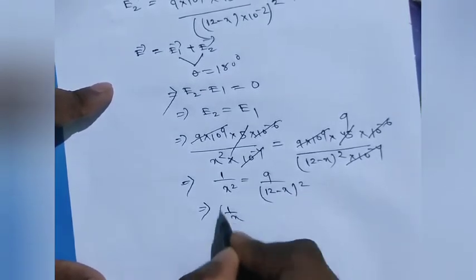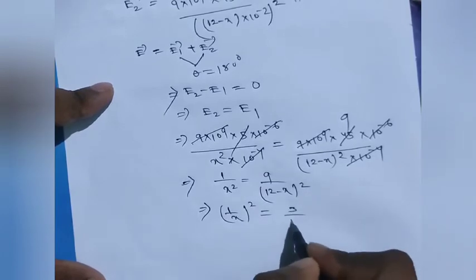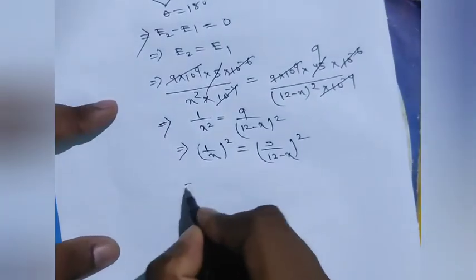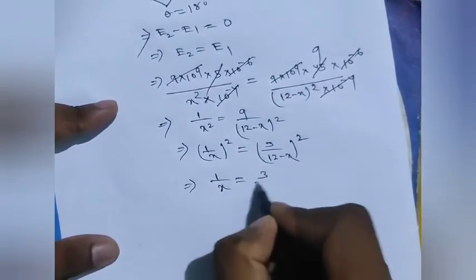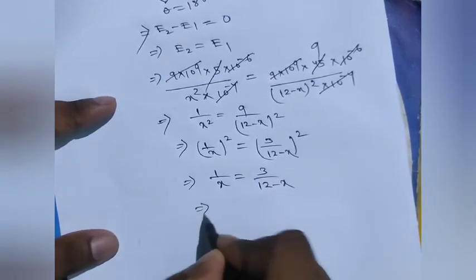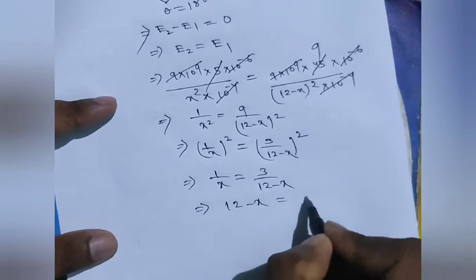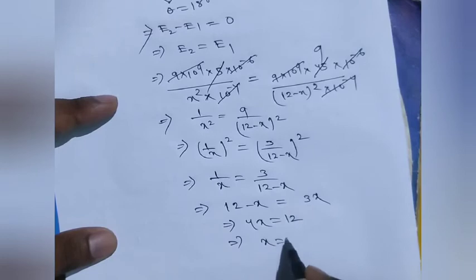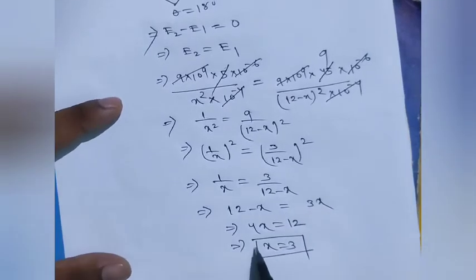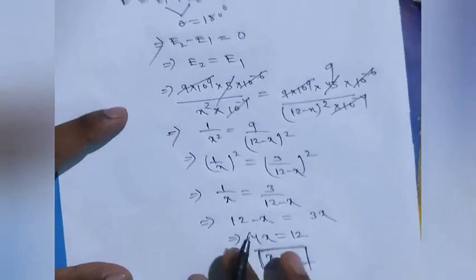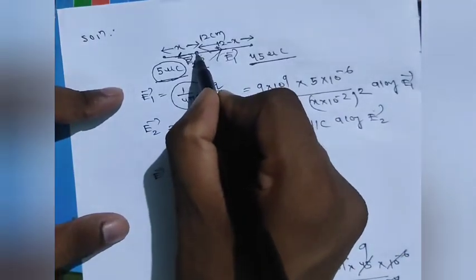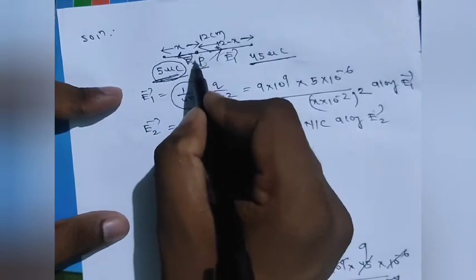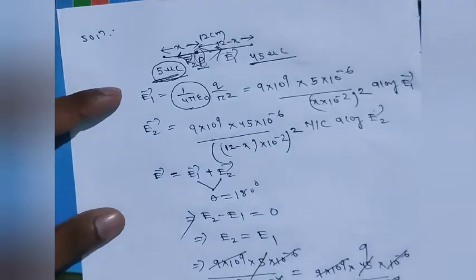So simply we can write 1 by x whole square, and this is 3 by (12 minus x) whole square. If we take the square root on both sides, it will be simply 1 by x equals 3 by 12 minus x. If we cross multiply, it will be 12 minus x equals 3x. So it will be simply 4x equals 12 and x equals 3. So we got the position x equals 3 centimeter. That means P is the point that should be 3 centimeter from this 5 microcoulomb charge, so that the electric field at this point P will be 0.